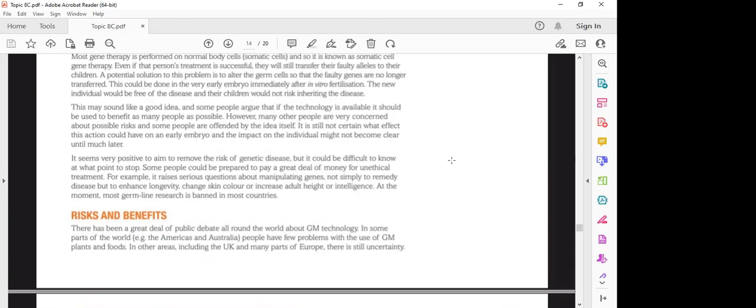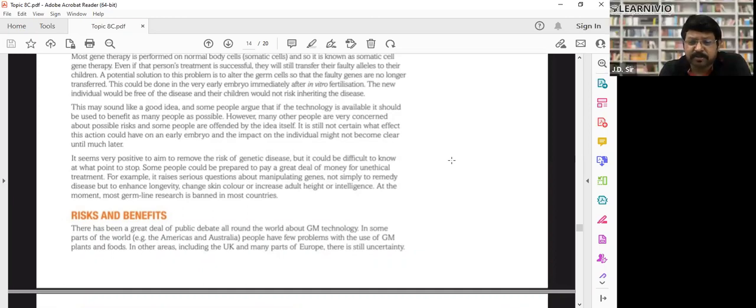There are fair enough chances that the person may become 50% human, 50% machine, meaning 50% of the organs are artificial. That is quite possible, and these kinds of people are called cyborgs. That research is going on.